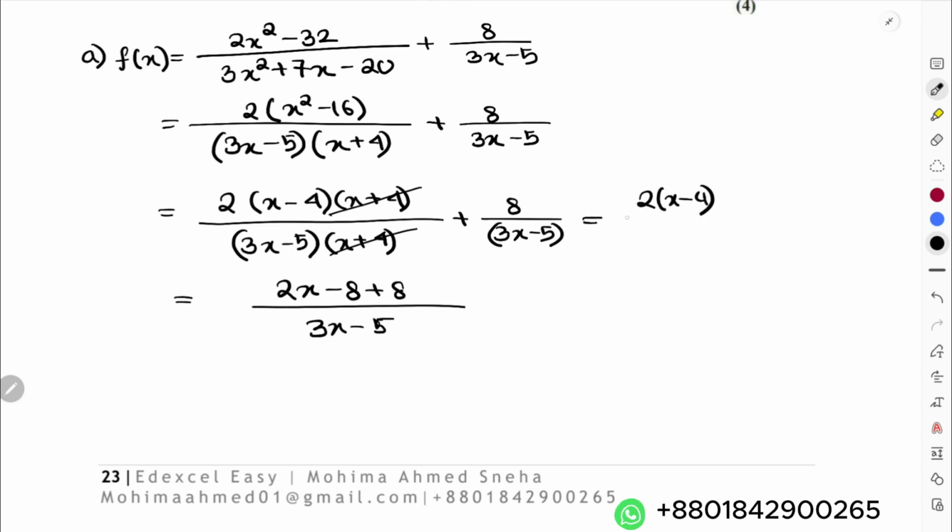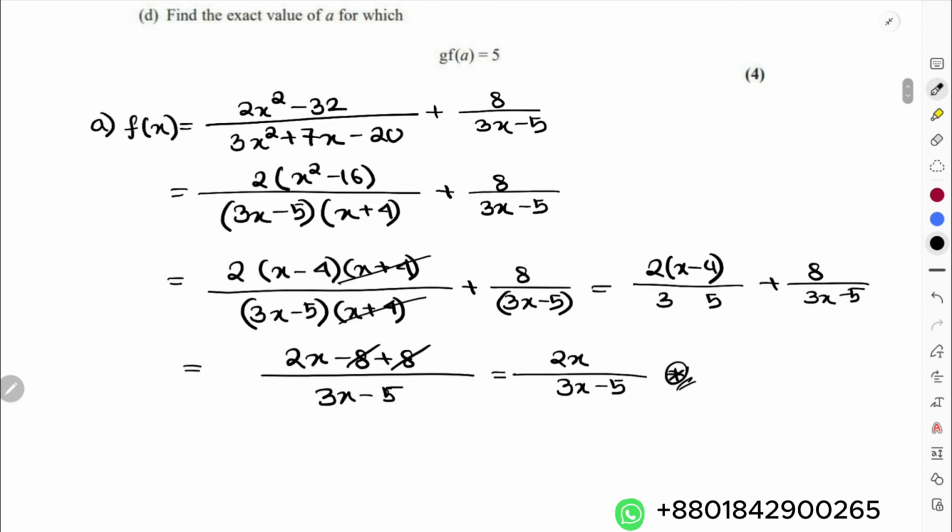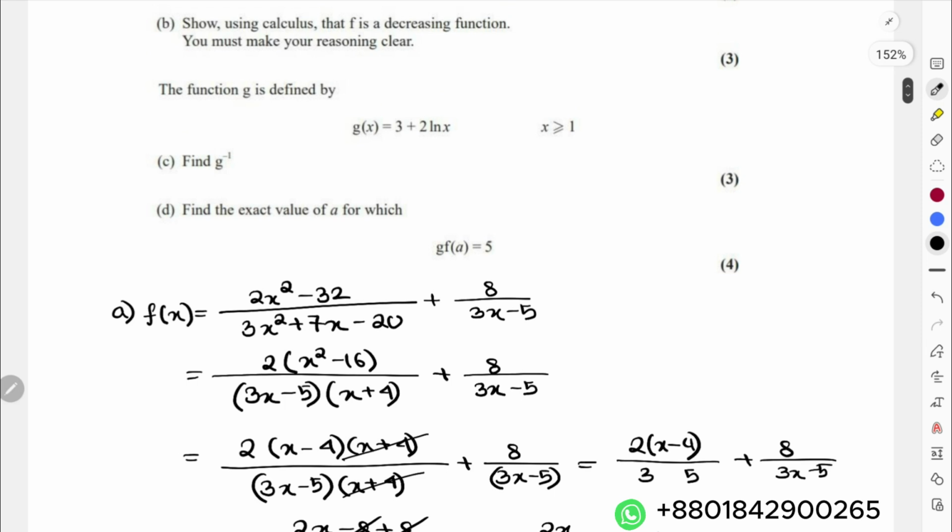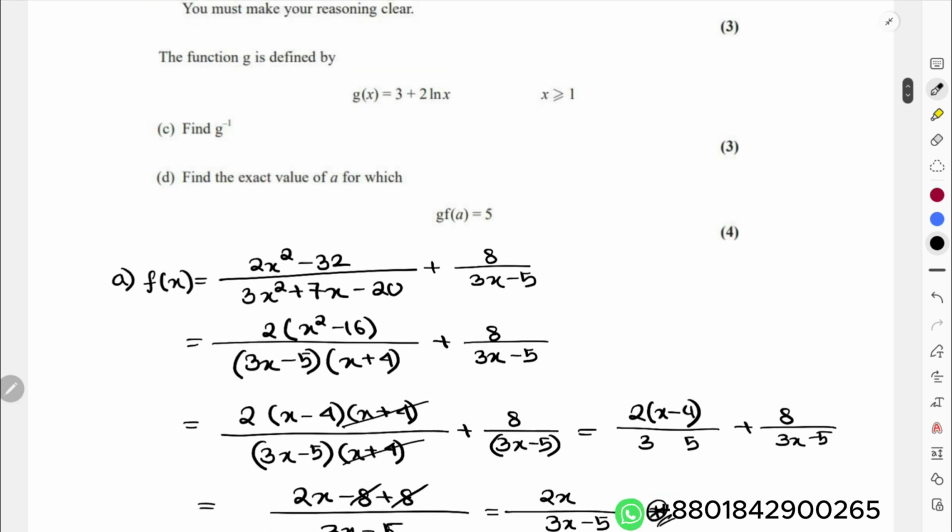This is how it looks actually: 2(x minus 4) divided by 3x minus 5, and then again 8 divided by 3x minus 5. Whenever you have two fractions with the same denominator, you can easily add the numerators together. So minus 8 and 8 cancel out. You eventually get 2x divided by 3x minus 5, and that is your final answer. Okay, so we're done with your part A, simplification of the two fractions.